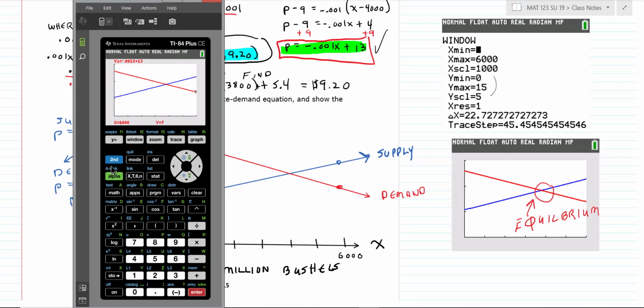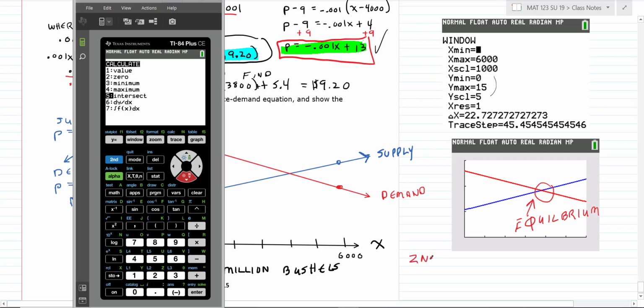Okay, so what I do is I press second, trace, option 5, intersect. Write that down if you need to. I'll write this down over here. So it's second, trace, option 5, intersect, then press enter. Okay, in that order again. I'll do it one more time. So it's second, trace, option 5. You can just type 5 or go down to it, press enter.